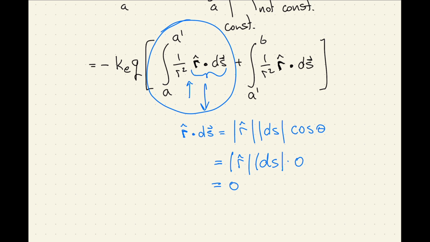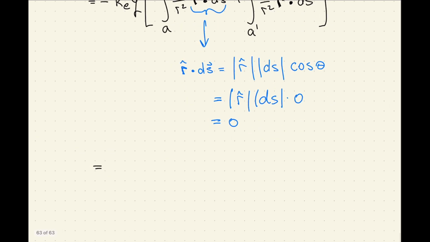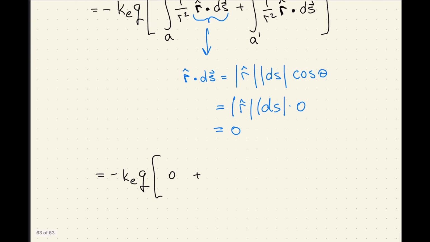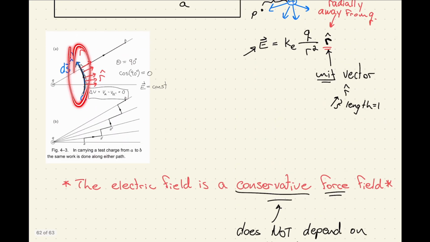I will leave that there for a second, but what I'm going to do is copy down the answer to the integral. So I'm going to copy down minus KEQ. I have a big bracket, and I'm going to do literally 0 plus. And now I'm going to move on to calculating this one here. Is that okay? Again, keep in mind what r hat is, what ds is, and the angle between them in the specific path that you're moving, and you'll see that you actually get a cosine of 0.